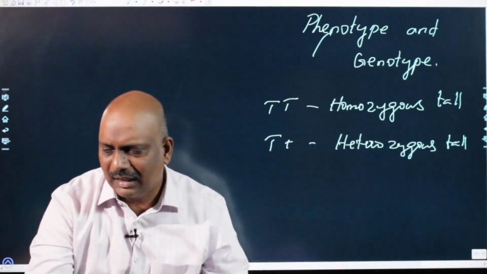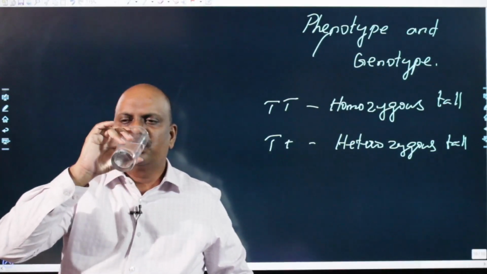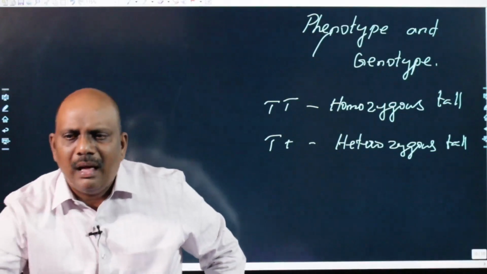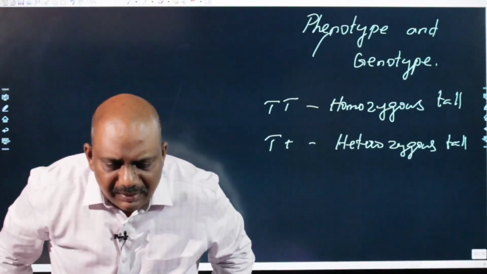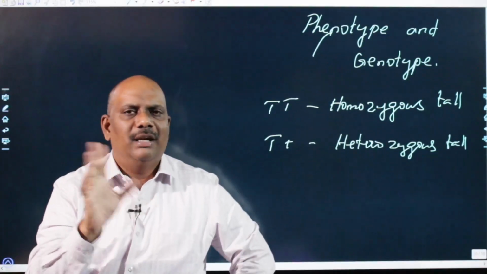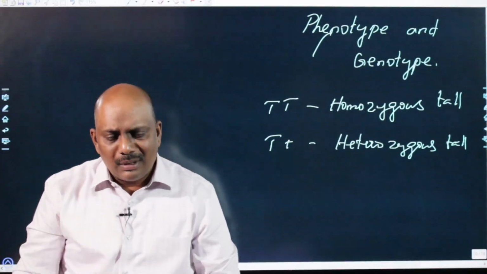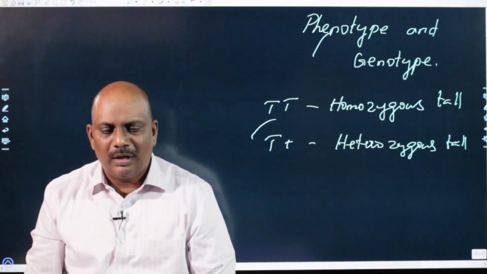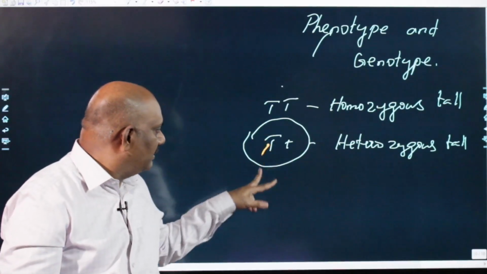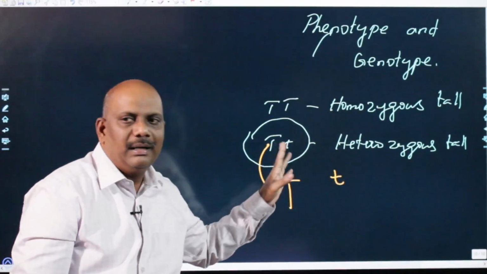In homozygous condition, both the alleles will be the same. On the other hand, under heterozygous condition, both the alleles may not be the same. There will be two alleles, but both the alleles will not express here. Only one gene will express here. So it is this big T which is going to express, and the small one will not express here.